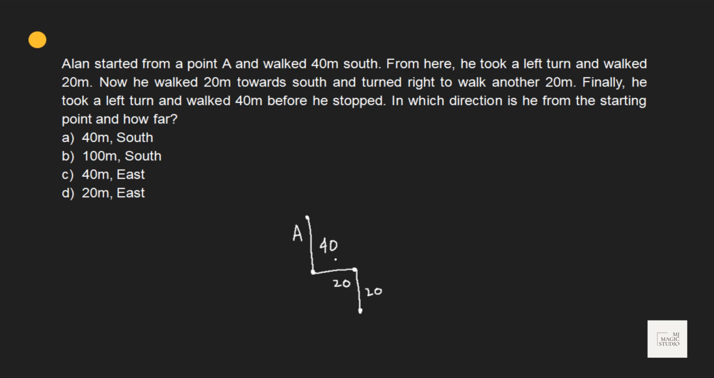And turn right, that means towards my left, and walk another 20 meters. I think he's back to his straight line position, isn't it? All 20s. Finally, he took a left turn, okay, and walked 40 meters before he stopped. Again, left means moving towards south. So this is 40. In which direction is he from the starting point and how far?